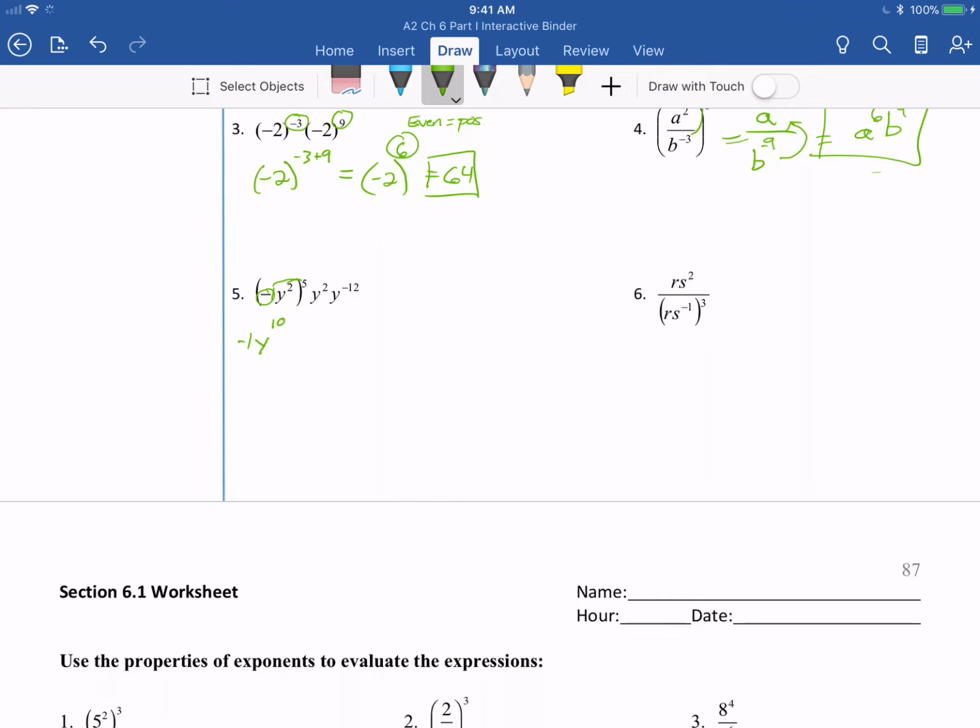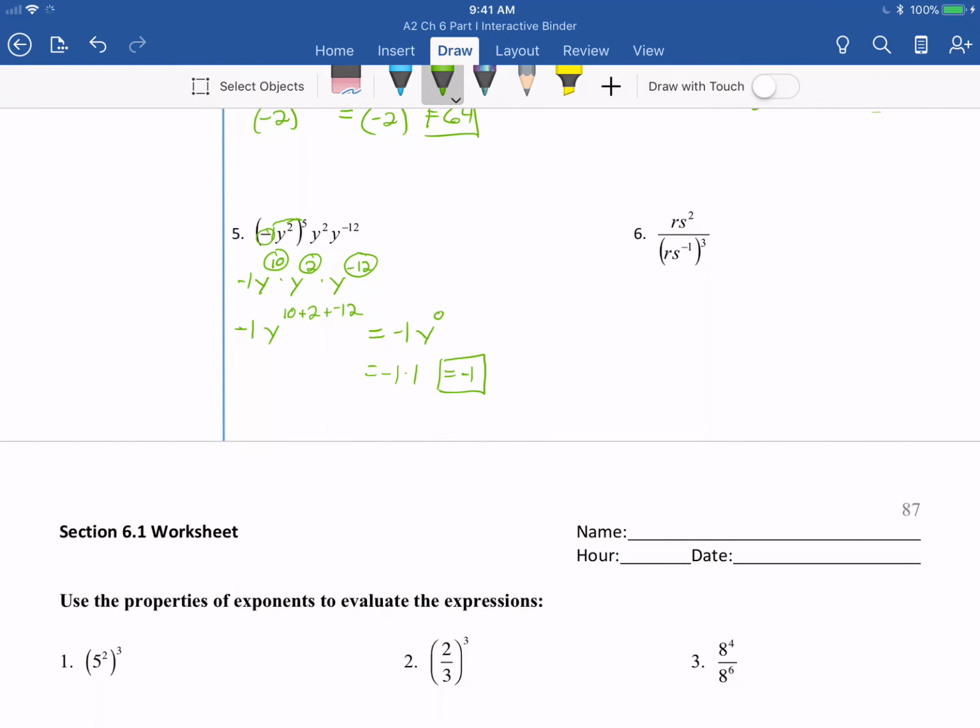Y to the 10th times y squared times y to the negative 12. Here again you can add all these exponents together because they have the same bases. So I have negative 1, and then I have y to the 10 plus 2 plus negative 12. And we notice this is going to be negative 1 y to the 0 power. And we talked about this. What is y to the 0 power? Anything to the 0 power is 1, so it's going to be negative 1 times 1, which is negative 1. So add those exponents together to make them 0. Anything to the 0 power is 1.